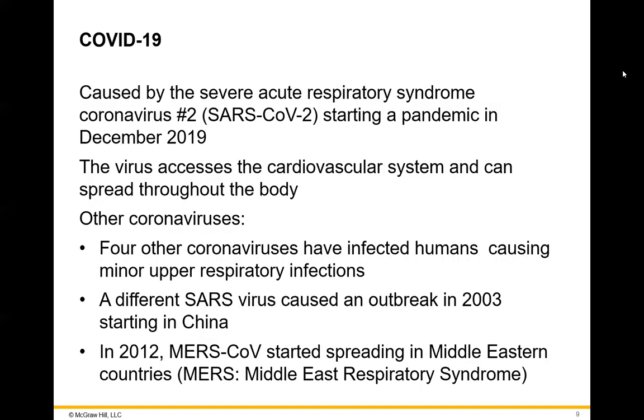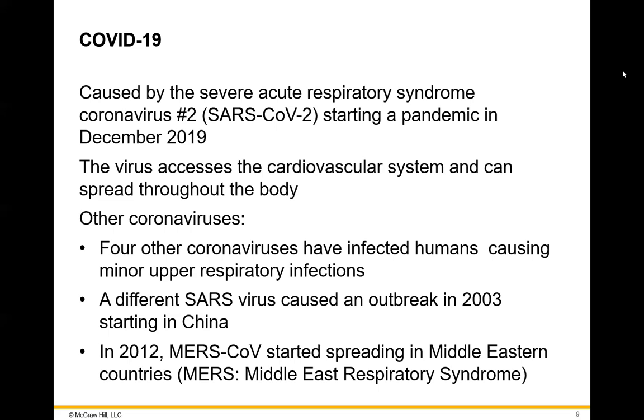Our first example of cardiovascular and lymphatic disease will be COVID. Like we've said previously, everybody likes to think of COVID as being a respiratory disease because we think of it as being transmitted by the respiratory route, but it by far does not stop there.